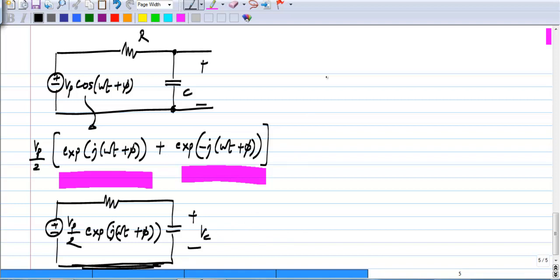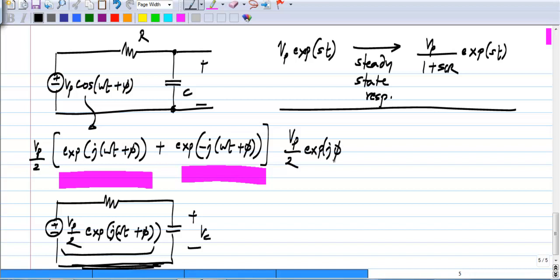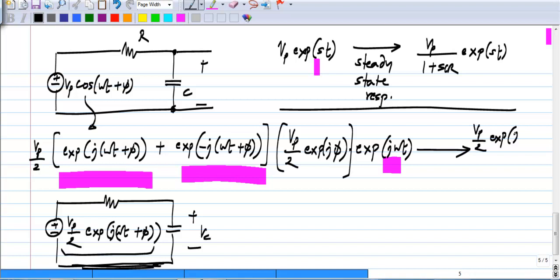What is Vc? We know that for an input of Vp exponential st, the steady state response is Vp by 1 plus SCR exponential st. And it's exactly the same thing we have here. The input is Vp by 2 exponential j phi. Remember, the argument here is proportional to time, so that part we'll isolate. So this is Vp by 2 exponential j phi, which is a multiplying factor to exponential j omega t. So the steady state response corresponding to this is, with this s basically j omega, Vp by 2 exponential j phi, whatever the amplitude is, divided by 1 plus j omega CR times exponential j omega t.